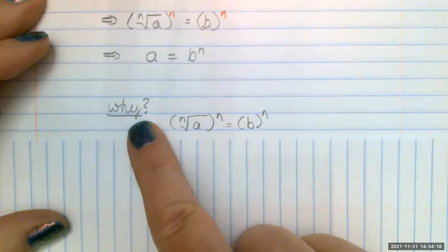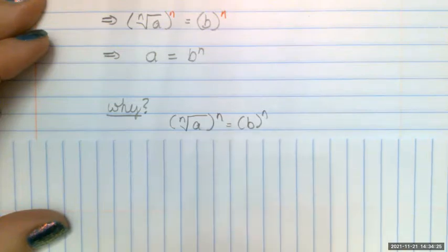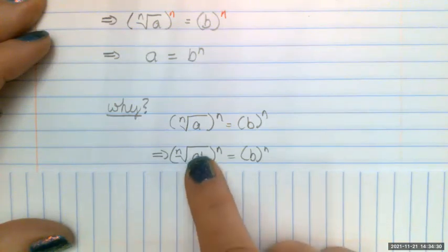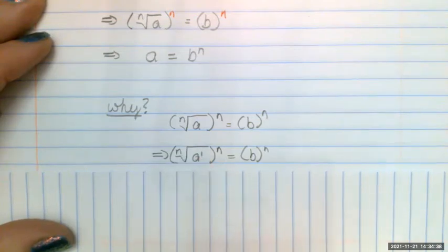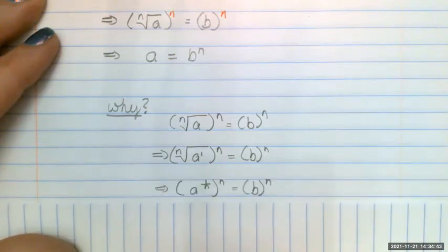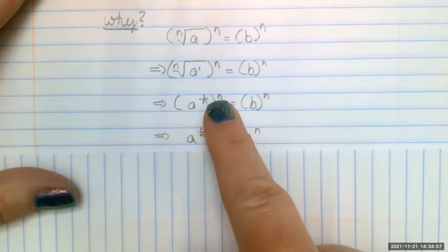Why does the radical go away when you do this? Let's take a look at this. We had the nth root of a to the n equals b to the n. Remembering that a has a power of 1 on the inside, I'm going to change the inside from a radical to an exponent. As you can see on the inside, I have a to the 1 over n raised to the n power. I can write our outside exponent of n as n over 1.